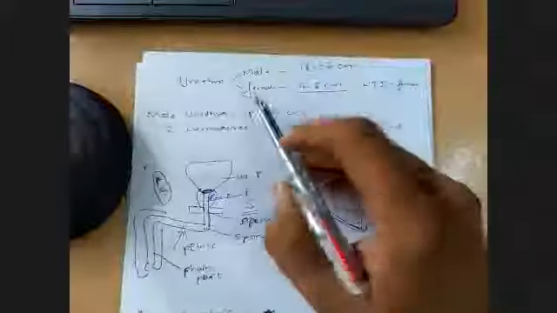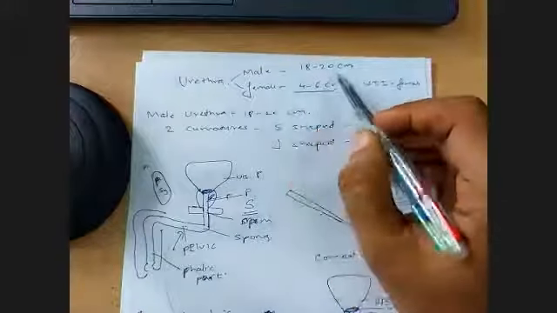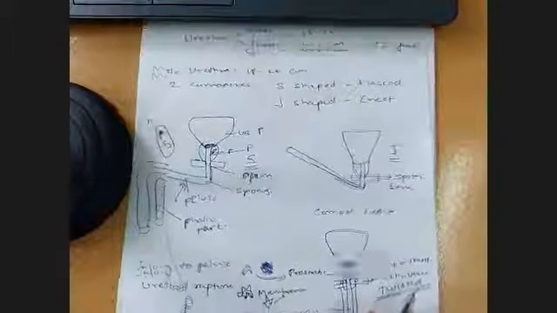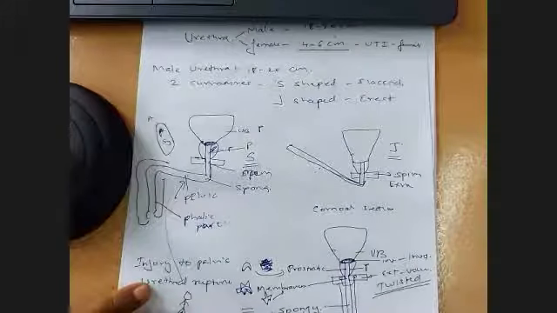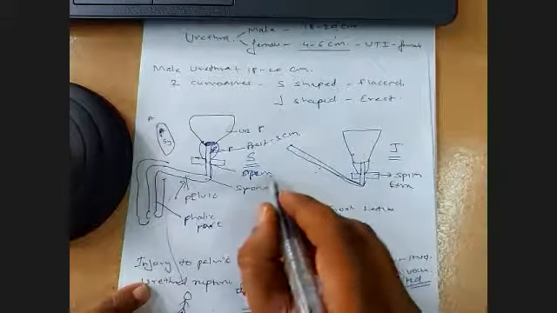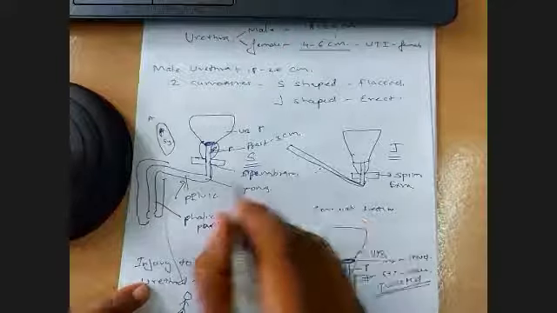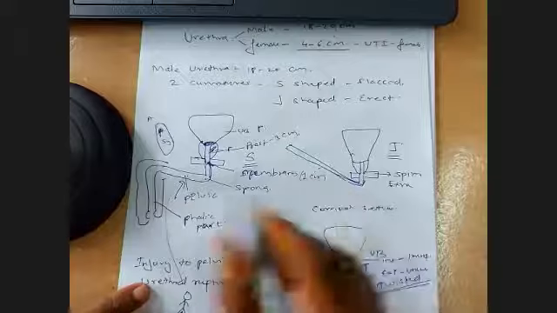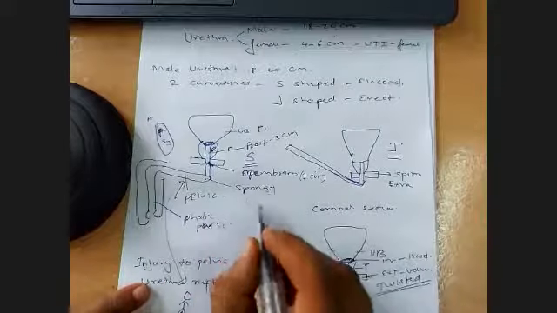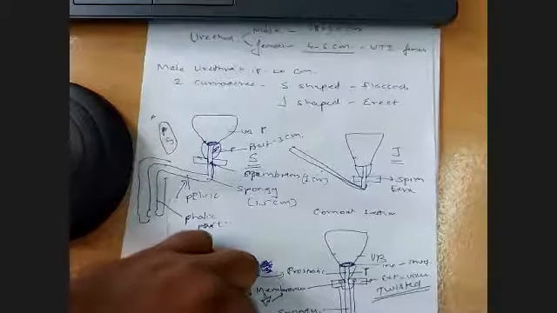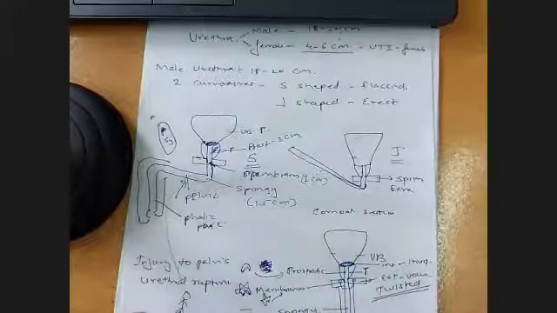The urethra in males is 15 to 18 to 20 centimeters long. In females, it is 4 to 6 centimeters long. In the male urethra, there are three parts. One is the prostatic part, which is 3 centimeters. Second is the membranous part, which is 1 centimeter. And this whole part is the spongy part, which is 15 centimeters. So this is how it is 18 to 20 centimeters long. It is S-shaped when the penis is flaccid. When the penis is erect, it is J-shaped.